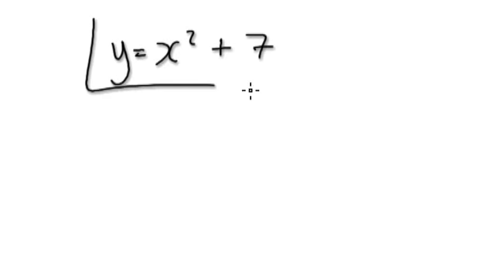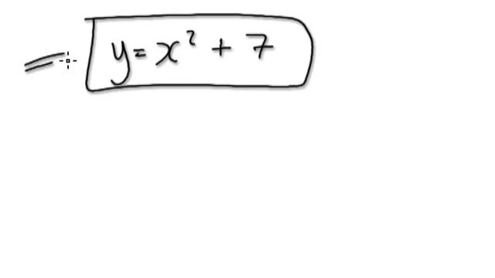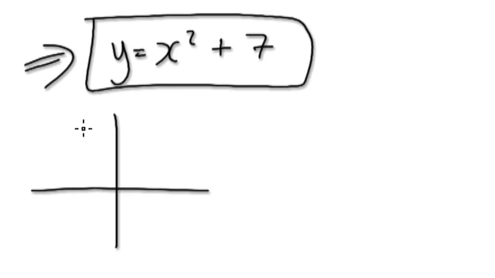In the previous video, we looked at something like y equals x squared plus, let's say, 7. In order for you to draw this line here, you would visualize your y equals x squared, which would look something like this. So this is your y equals x squared.